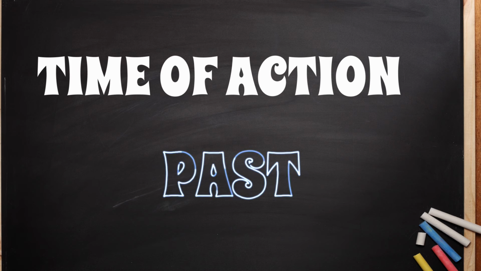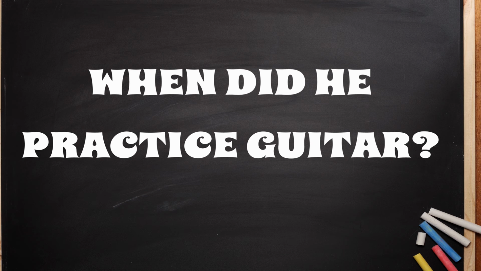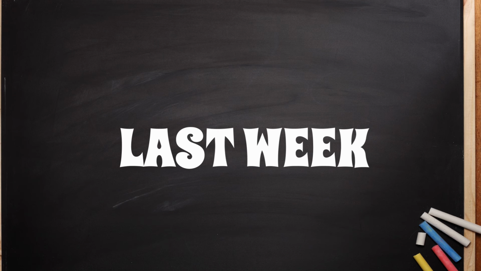But in this case, the action has already happened. So we need to change the verb into the past. And we can know this by wondering, when? When did he do the action in the past? When did he practice guitar? Let's pretend it was last week. So now we know when the action happened in the past.